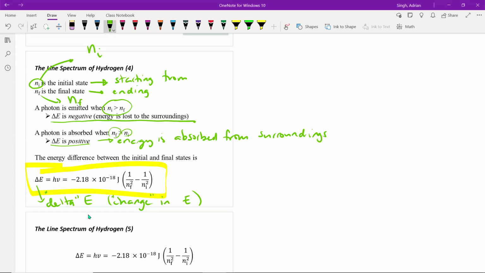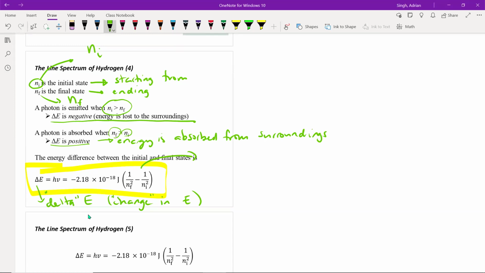So all of this is encompassed in this equation that we have here. We know that delta E is equal to h nu, right? We saw E equal to h nu before. Well, delta E is the same thing. And it's now equal to negative 2.18 times 10 to the negative 18 joules. And now we have our initial and final terms thrown in here, okay?